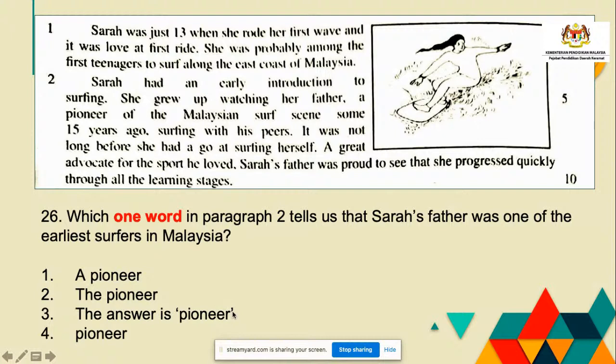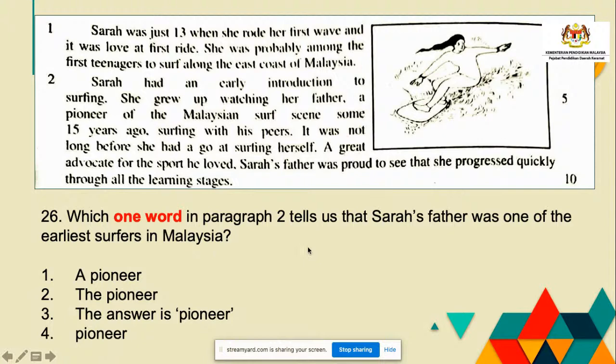But my advice is just write what is asked. Number four, one word, pioneer. The question is asking for one word. Just give one word. Do not trouble yourself to write the sentence. So the correct answer here is number four, pioneer. Remember, just give one word.